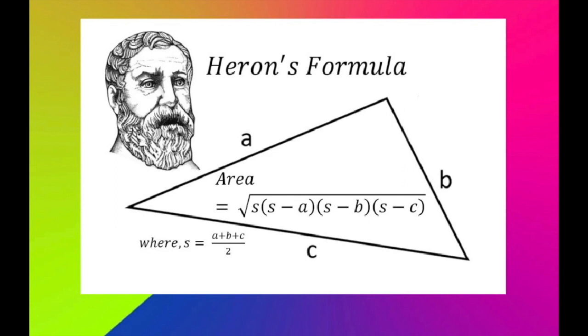Well, if we're not given the height, then we can't use the formula area equals 1/2 base times height. So instead, we would use Heron's formula, which consists of two things. The first thing that we would do is find the semi-perimeter. And the semi-perimeter just means the perimeter divided by 2. Once we find the semi-perimeter, in order to find that area, we would take the square root of the semi-perimeter and we would multiply it by the semi-perimeter minus A times the semi-perimeter minus B times the semi-perimeter minus C.